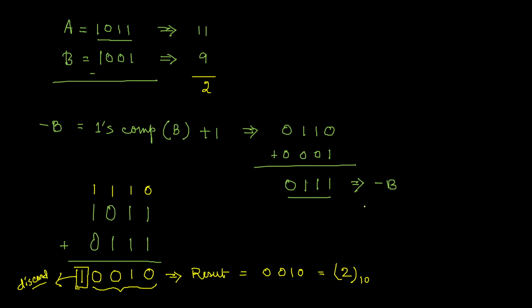Now just an opposite situation. If I want to do 9 minus 11, I have a value A equal to 1001, that is 9, and B is basically 1011, that is 11. Then I should get minus 2, right? Question is how again minus 2 will come? Let's see. As the rule is, I have to basically do the 2's complement of B first.